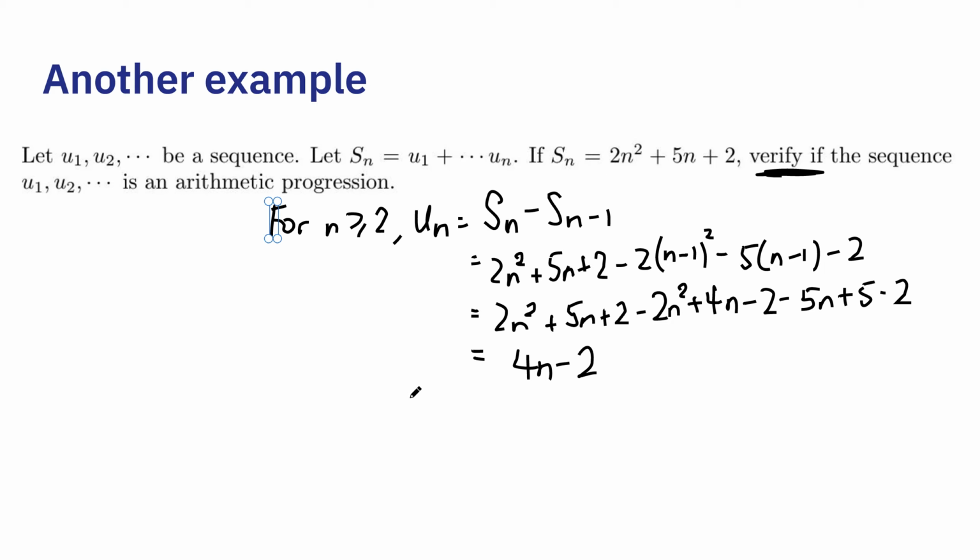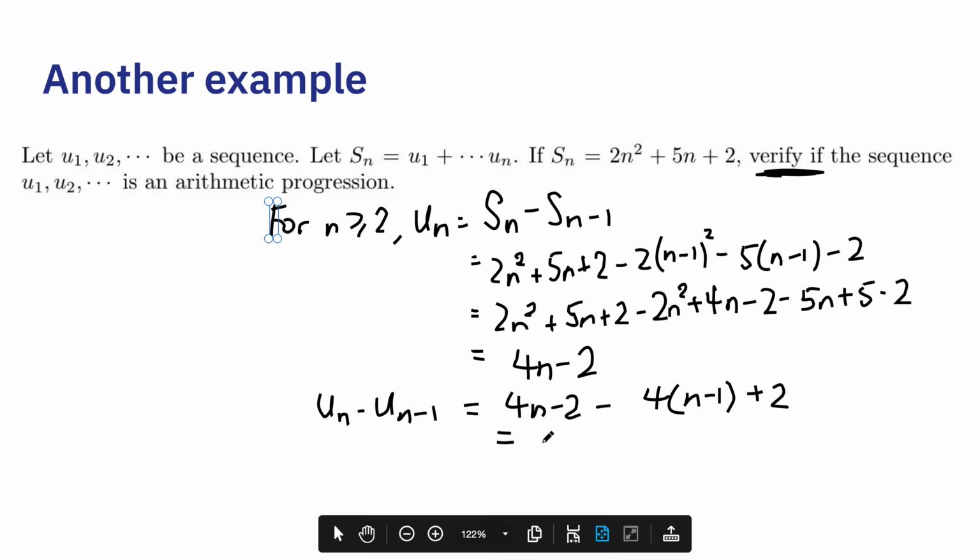Okay, so at first glance it might look like un minus un minus 1 is bound to give us a constant, right? So it will look like 4n minus 2 minus 4 times n minus 1 plus 2, and this would just give us 4. So the common difference should be 4 here.